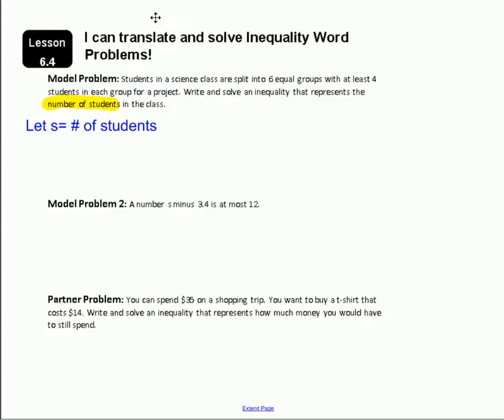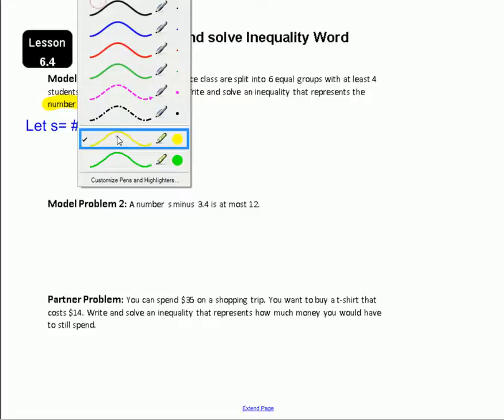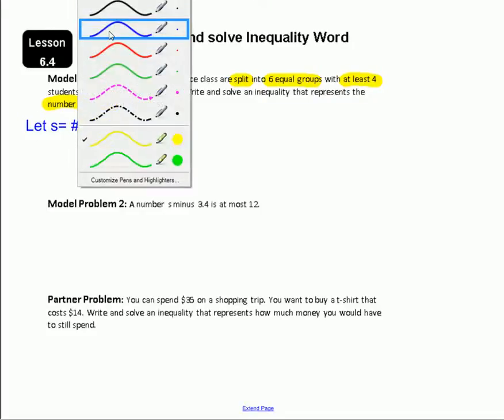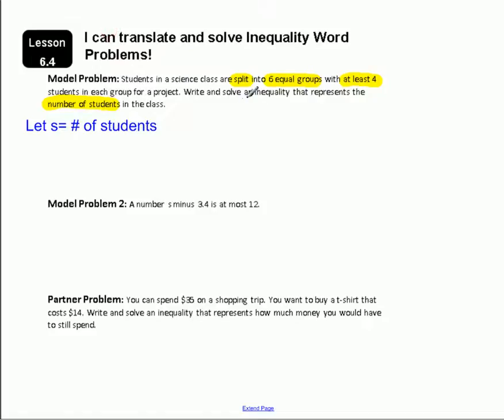Now I'm going to go back and read again and see if I can highlight and look for some other clue words. Students in the class are split into 6 equal groups with at least 4 students in each group. Okay, so that's where I'm going to translate. So these students are now split. Split means what operation? So my S, my group of students, is split into 6 equal groups with at least 4 in each group.